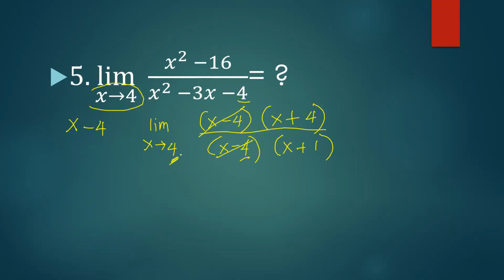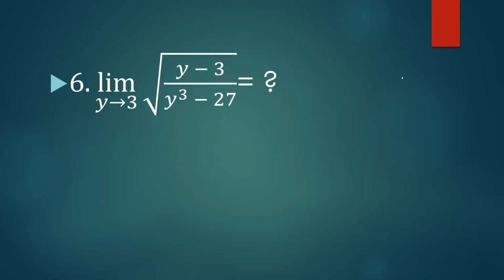Now we substitute 4 to our x. So 4 plus 4 is 8. 4 plus 1 is 5. So we have the answer 8/5. Okay, what about question number 6? What's the limit of the square root of the fraction y minus 3 over y cubed minus 27 as y approaches 3?